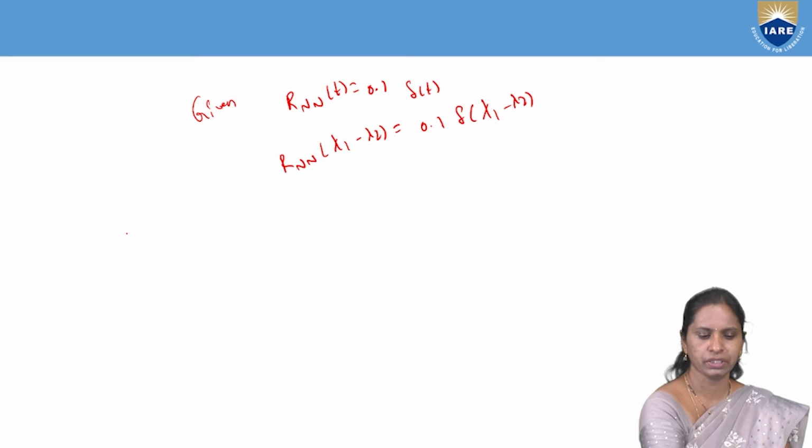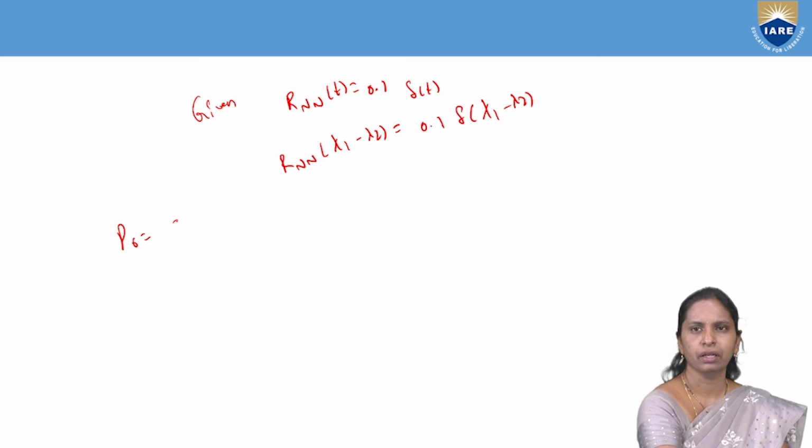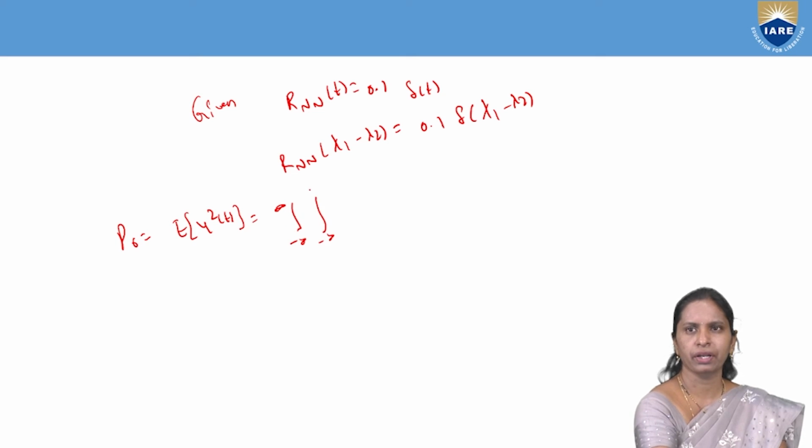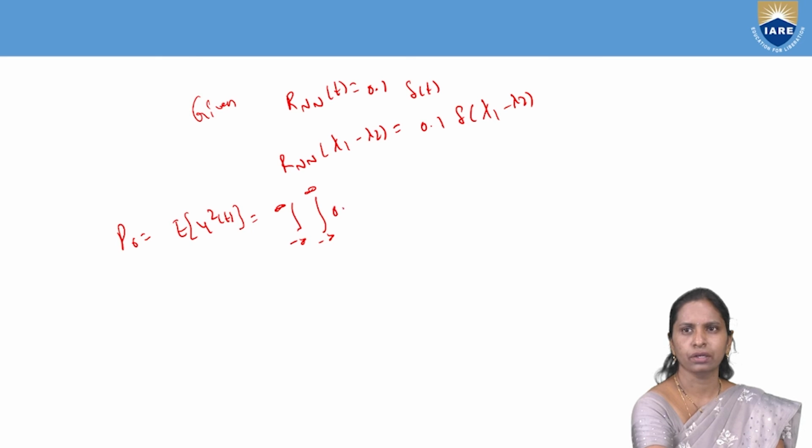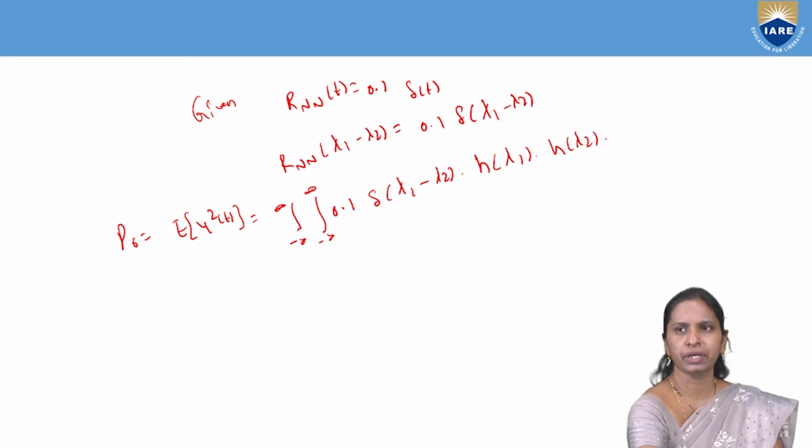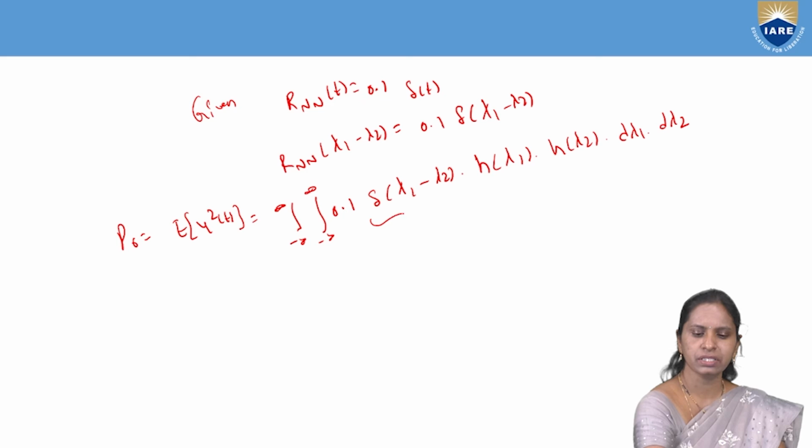Now we substitute in the equation. Then what is the output noise power? E of y square of t is equal to integration from minus infinity, where R n of lambda 1 minus lambda 2 is nothing but 0.1 of del of lambda 1 minus lambda 2, into h of lambda 1, h of lambda 2, d lambda 1, d lambda 2. What do you call this del of lambda 1 minus lambda 2?